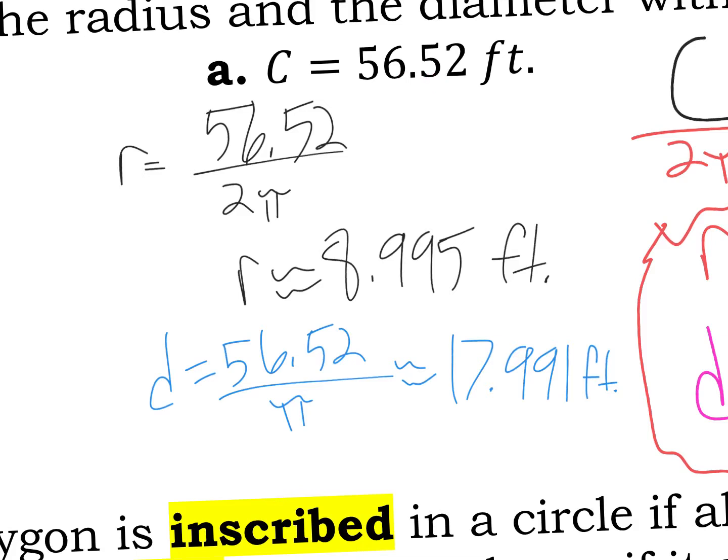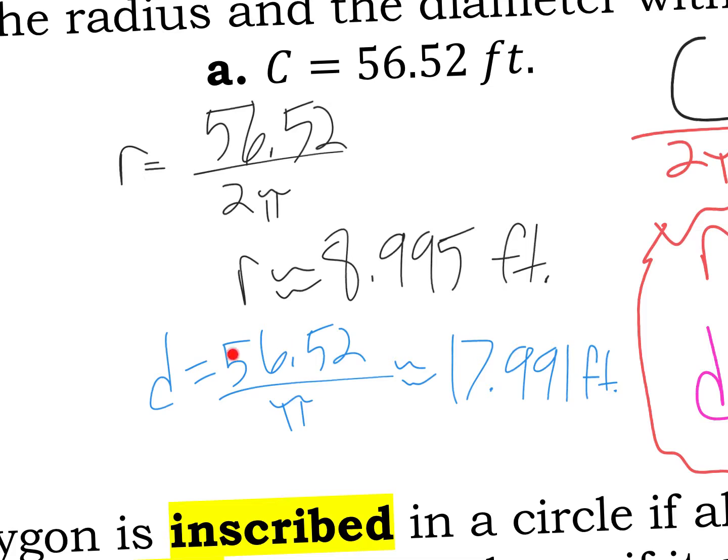So like I said before, all you're going to do is divide it by 2 pi to find the radius, and just type that into your calculator. I get about 8.995 feet. If I want to know the diameter, I could just double this amount, but what I did was I just took out the 2 and I did 56.52 divided by pi, and I got 17.991 feet.